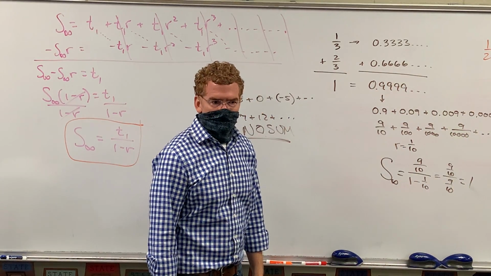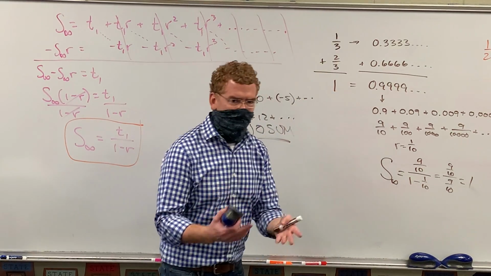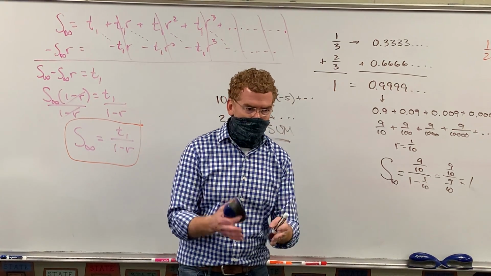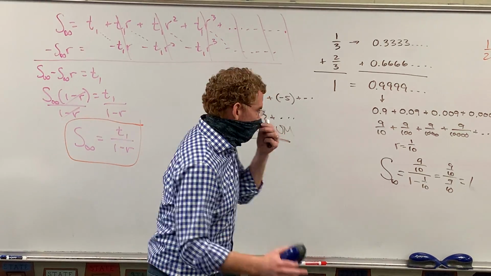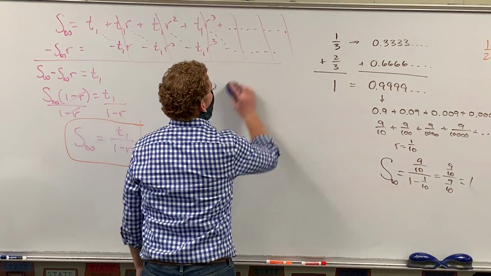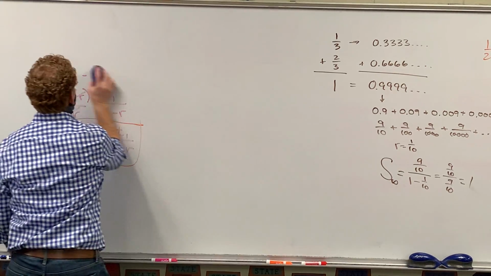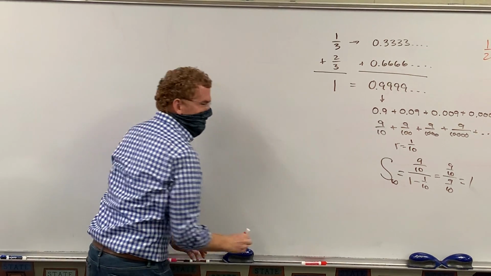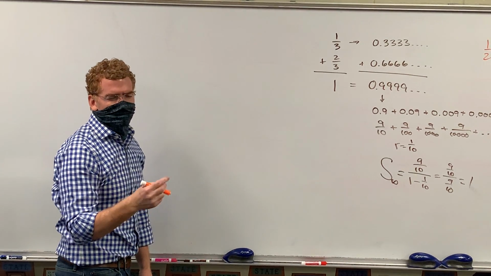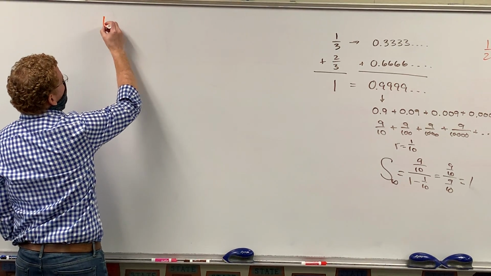Y'all seeing it? Now, let me show you a problem. If you ever see something and you identify it as geometric, and you notice the ratio is between -1 and 1, and it's infinite, you always can find the sum. I'll give you a couple, and then I'll show you probably the most common infinite geometric question ever asked. Maybe it's a little tricky if you're not paying attention, but anyway, let me just give you a couple. What about this?